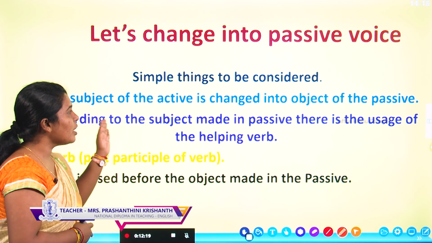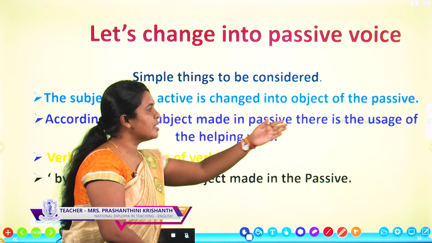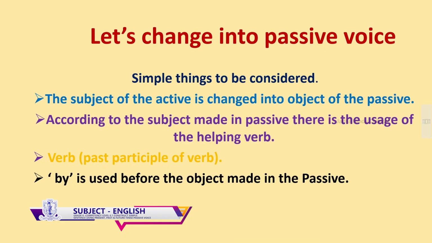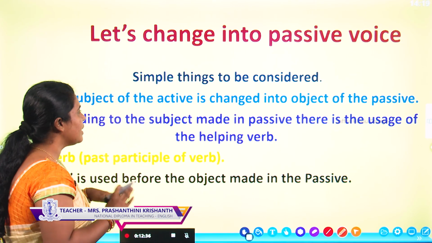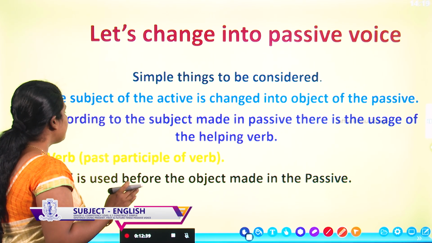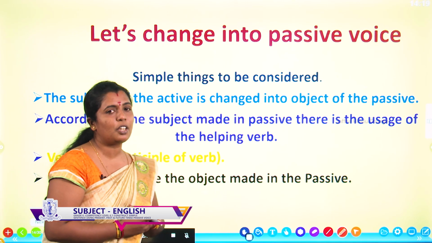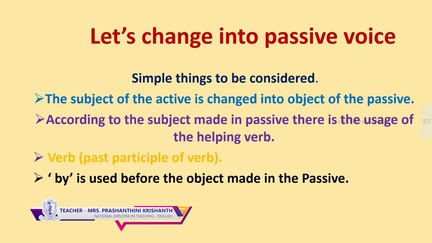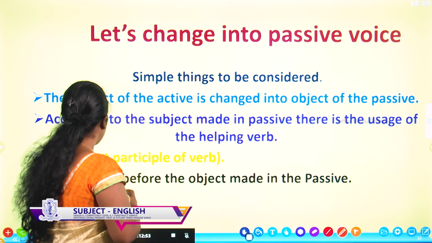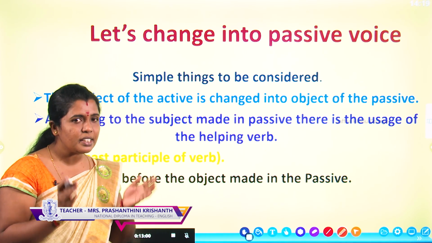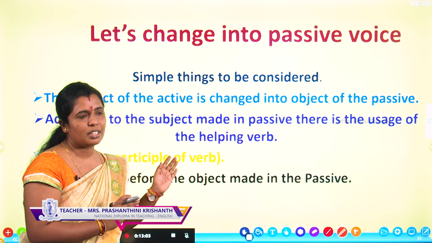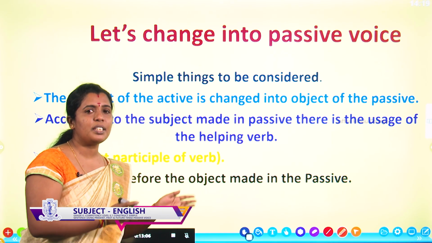Number 2, according to the subject made in passive, there is the usage of the helping verb, right? You should select the helping verb. I mean, you should use the helping verb according to the subject made in passive, right? Let us look at it one by one later. Number 3, you must use past participle of the verb. So you all are grade 8 students, so you can understand or you can memorize the past participle form of the verb, right? What is past participle form of the verb? Write, wrote, written. So written is the past participle form of write. Like that, go, went, gone.